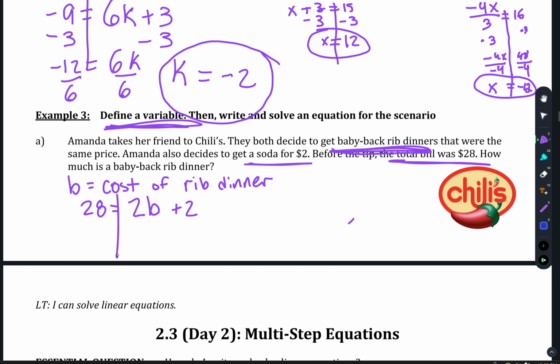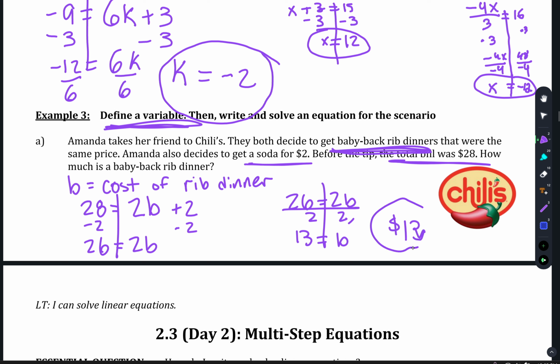So I can subtract my 2 first. 28 minus 2 is 26 equals 2b. I'm going to run out of room here, but I can do 26 equals 2b. Divide everything by 2 to get 13 equals b. The cost of a baby back rib dinner, it's a steal if we go to Chili's. It's $13. That's why we highly recommend Chili's. All right, any questions?